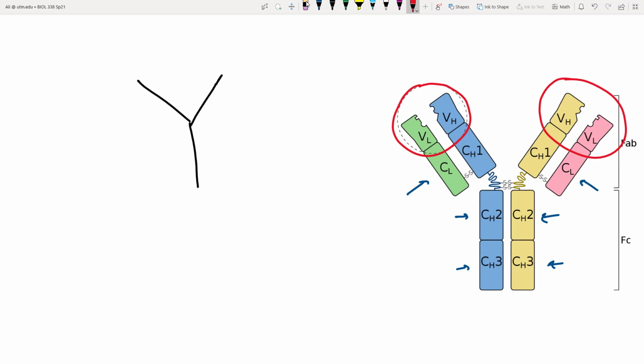Now, these variable regions will be different from antibody to antibody, whereas the constant regions are what is constant between each antibody. Furthermore, you can define this bottom area right here as the FC region. That has some importance for us later on. So if I look at my simple Y that I drew here, this top part would be the variable regions, and this bottom part would be the FC region.